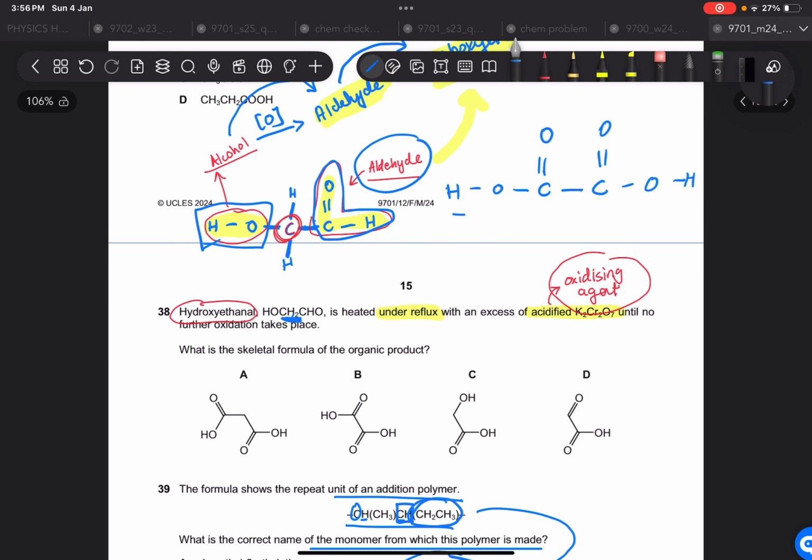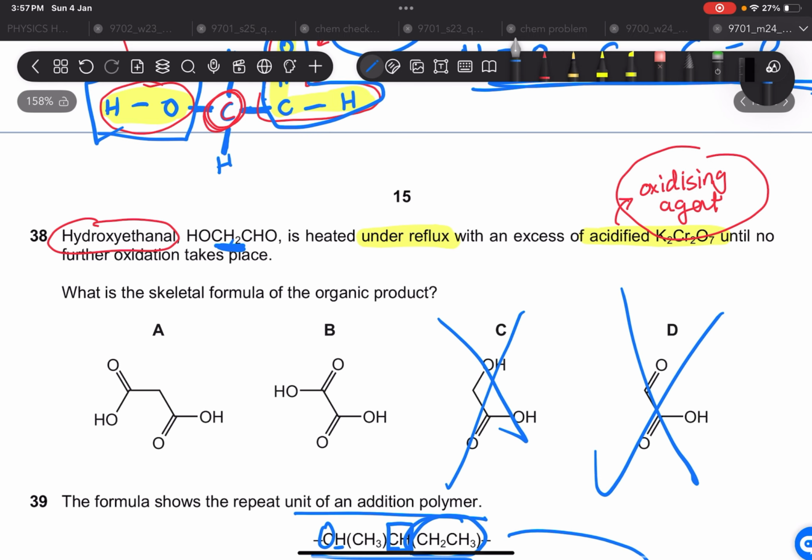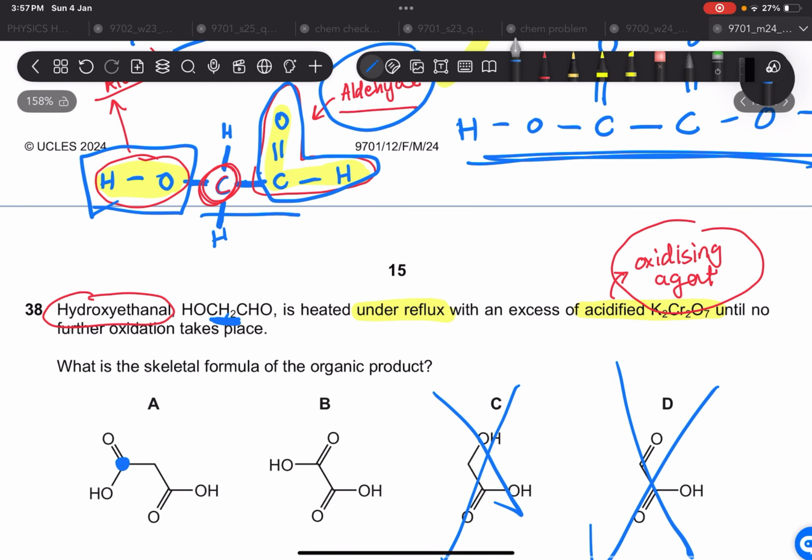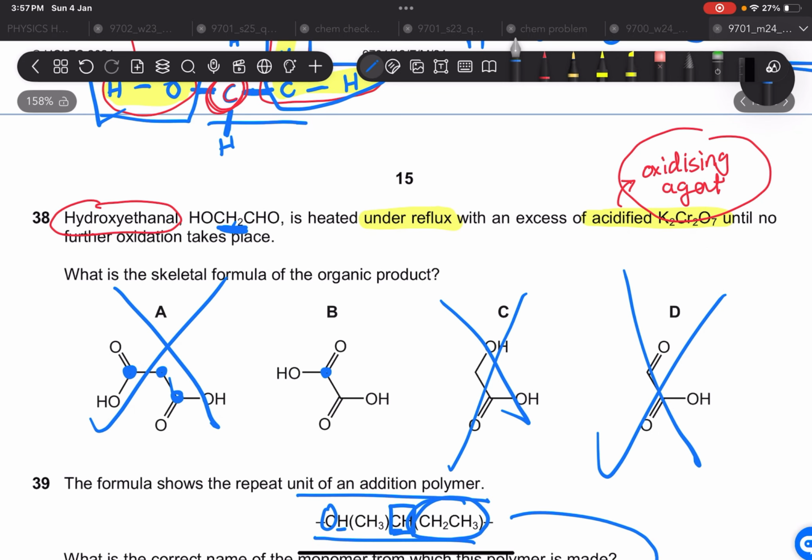What skeletal formula is shown by this thing? Definitely not this. Definitely not this. And over here you can see the 3 carbons. We have 2 carbons. We're not increasing the carbon chains. 1, 2 and 3 carbons shown over here. Definitely not this. So I guess over here we have 2 carbons and both of them are forming carboxylic acid. So it's going to be option number B.